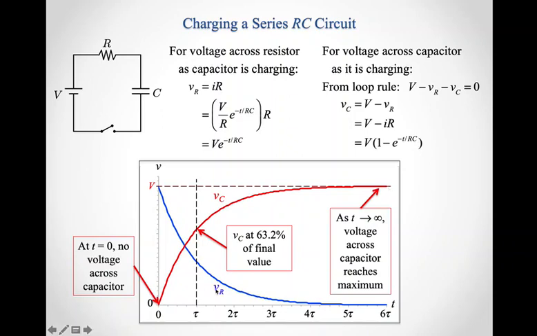So you can see that as the voltage across the resistor decreases, the voltage across the capacitor increases, and when I add those two things together, I still get back the voltage of the battery. The voltage across these two elements has still got to be equal to the voltage provided by the battery.